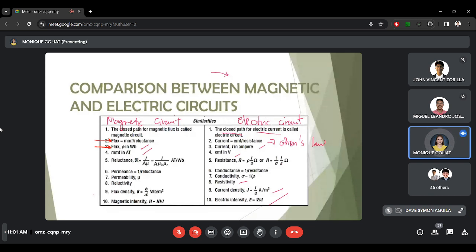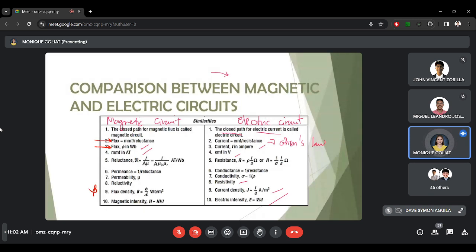Flux density naman dito, or B, is equal to flux over area, in terms of Weber per m squared. Here we have the current density, which is J, equivalent to I over A, which is ampere per m squared. Magnetic intensity, which is H, is equivalent to Ni over L. Electric intensity E is equal to V over D. Okay, so yan, similarities.